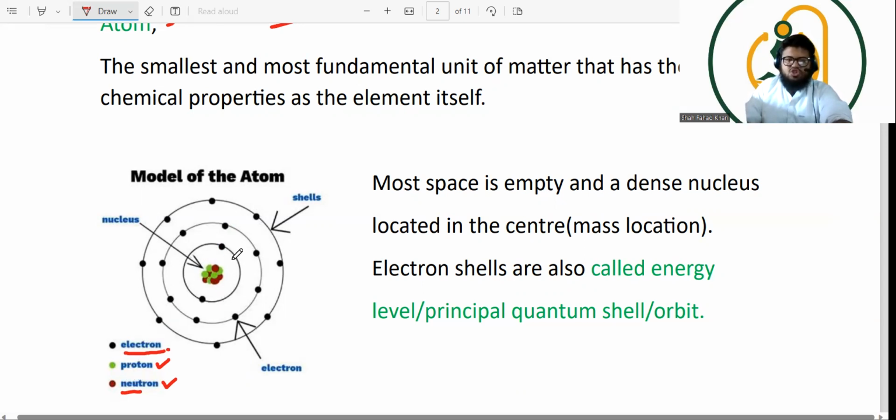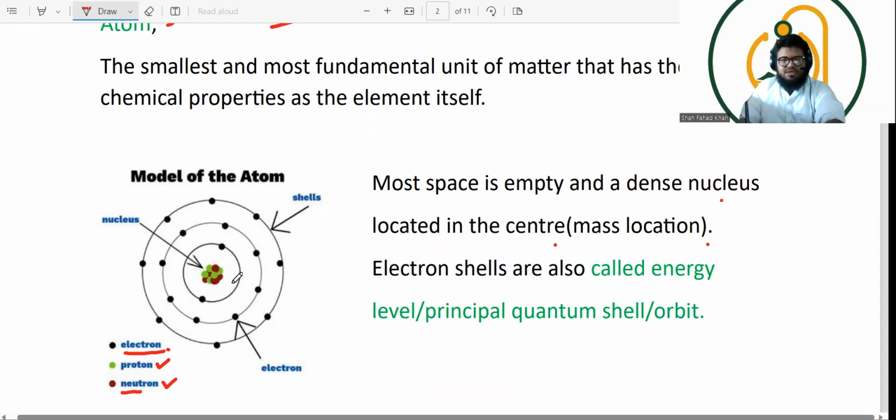Electrons are located in these shells that are present outside the nucleus. You've got the first shell, the second shell, the third shell, and so on. The first shell can have a maximum of 2 electrons only, and then this one can have 8, and then the next one can have more than that. Most of that space is empty. There's a dense nucleus located in the center. This is where most of the mass is concentrated.